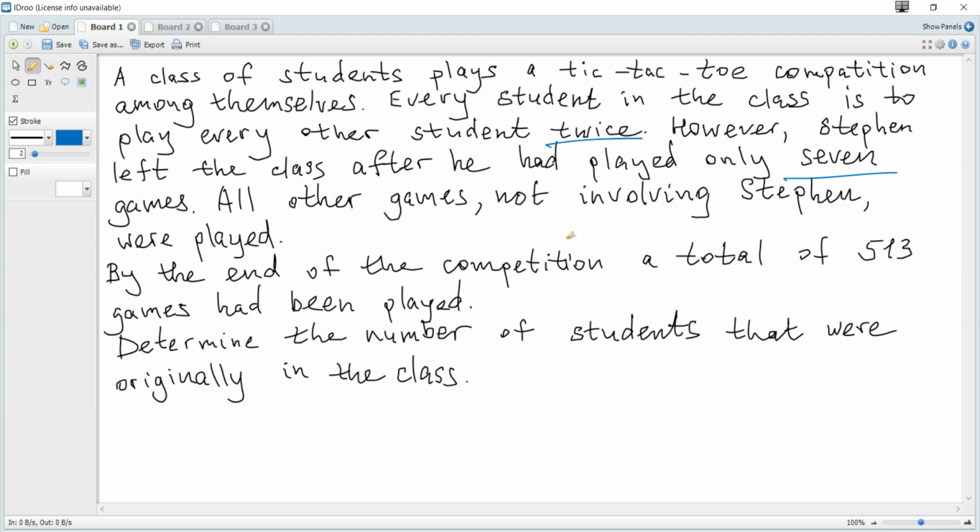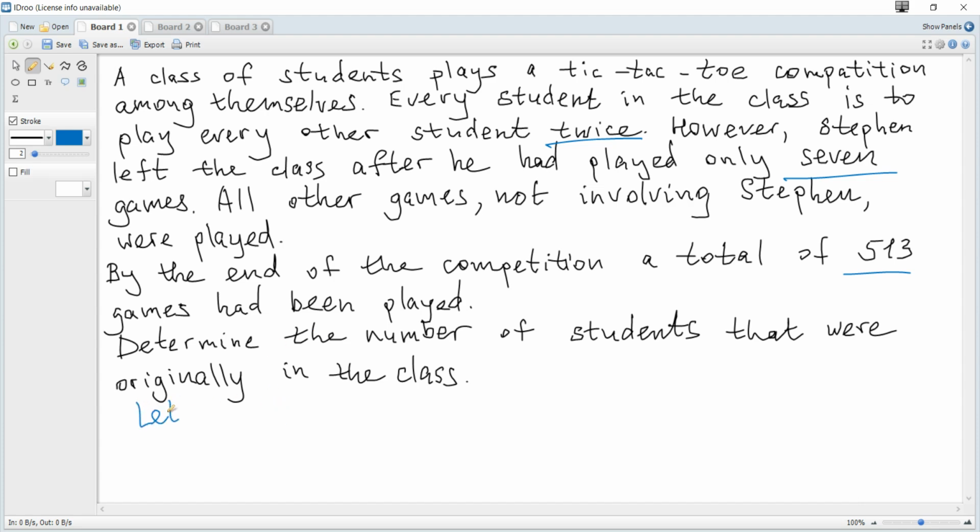All other games not involving Stefan were played. By the end of the competition, a total of 513 games had been played. Determine the number of students that were originally in the class.